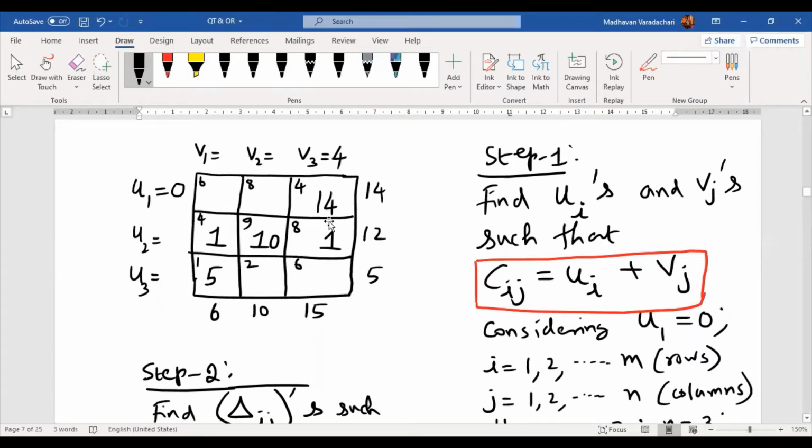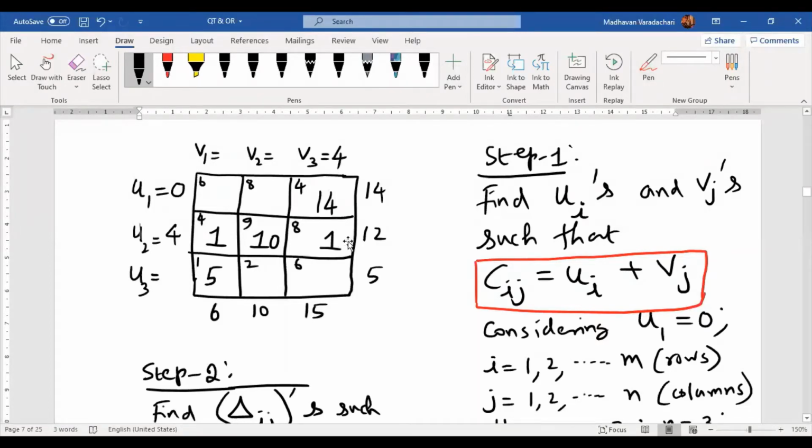Now come down in the same column. You found one more allocation there. Where? Here. Now is the corresponding u value available? No, it is not available. The v value, yes, it is available. That means some unknown value plus 4, I should get 8. Because 8 is the Cij now, 8 is the cost now. Some unknown value plus 4, I should get 8. What is that unknown value then? 4. Very good. This is 4.